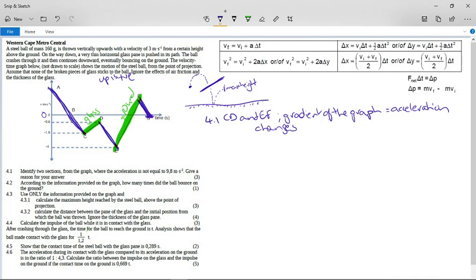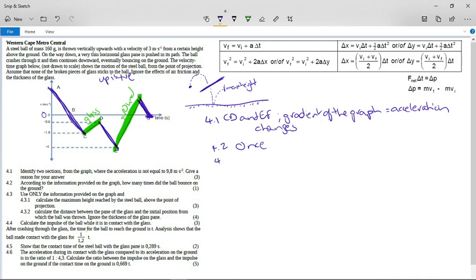Okay. According to the information provided on the graph, how many times did the ball bounce on the ground? So they're checking your understanding here, because usually, remember I said to you, get all those bouncing ball graphs. And usually when you've got 3 lines, then you've got 2 bounces, because the bounces are in the middle. But here we've got the glass, and then the other change of acceleration is on the ground. So this ball has only bounced once. It only hit the ground once, because look here, it went up, hit the pane of glass, hit the ground, came up to maximum height and was caught.